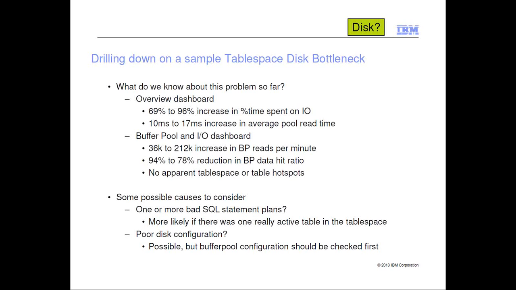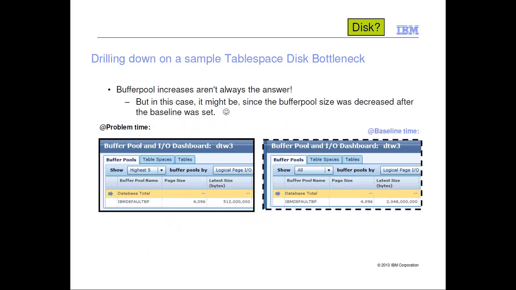So some of the things that could cause this are probably that some particular SQL ran additionally during this time, and it was a bad SQL wherein it was hitting that active table space again and again. Or probably there was an issue with respect to the buffer pool configuration, and that's why the buffer pool data hit ratio has dropped from 94% to 78%.